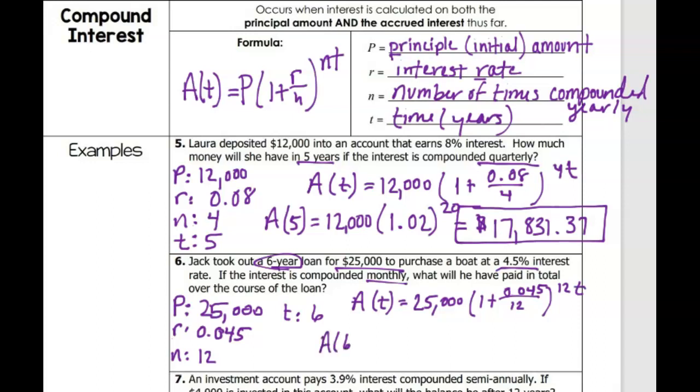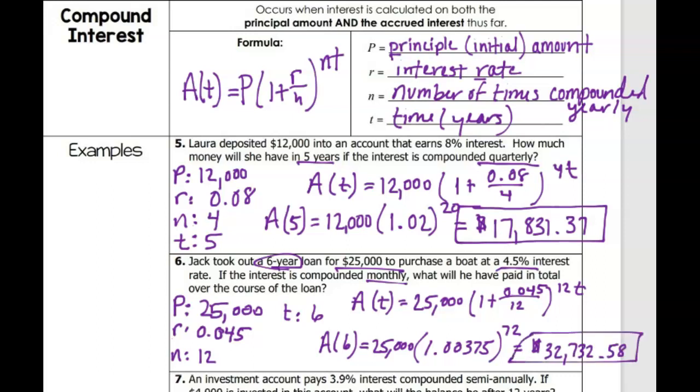Okay. So again, let's think about what this looks like. So then if we calculate it for 6 years, we're going to take that 25,000, and if we take the 4.5% and divide it by 12, it becomes a pretty small percentage. However, you do have to raise it then, because 6 times 12 is 72. You have to raise it to the 72nd power. So here's what ultimately he will have to pay back.